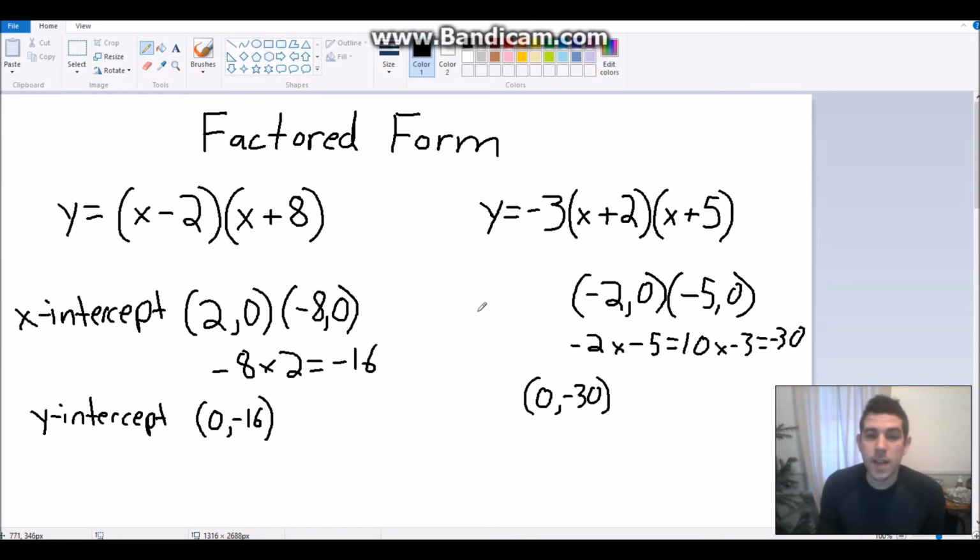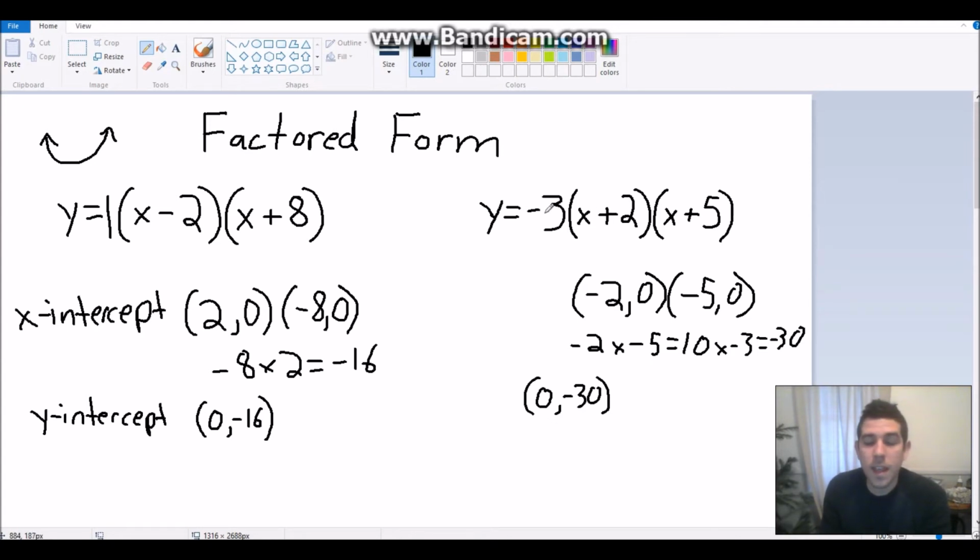Alright, what else does factored form tell us? Well, it also tells us the direction that the parabola is opening. If there is a positive number in front of everything, now you say there is no number in front of this equation, but imagine there's a 1 here. 1 times all this. So 1 is a positive number, so that means this parabola will open upward.